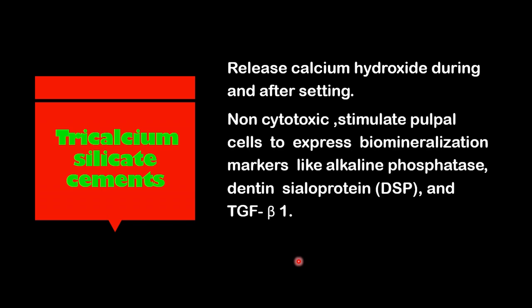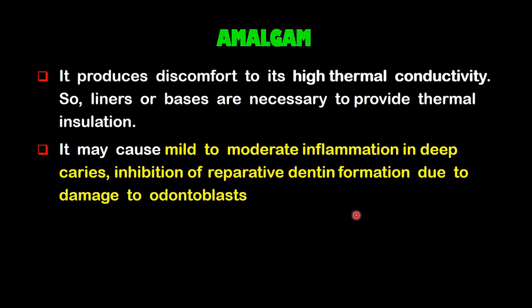It releases calcium hydroxide during and after setting, and it is non-cytotoxic, and it stimulates the pulpal cells to express biomineralization markers like alkaline phosphatase, dentin sialoprotein, and transforming growth factor beta 1. Coming on to amalgam, it produces discomfort mainly because of its high thermal conductivity. So a liner or base is necessary to provide thermal insulation. It is thought to cause mild to moderate inflammation in deep caries, thus inhibiting reparative dentin formation because of damage to the odontoblasts.